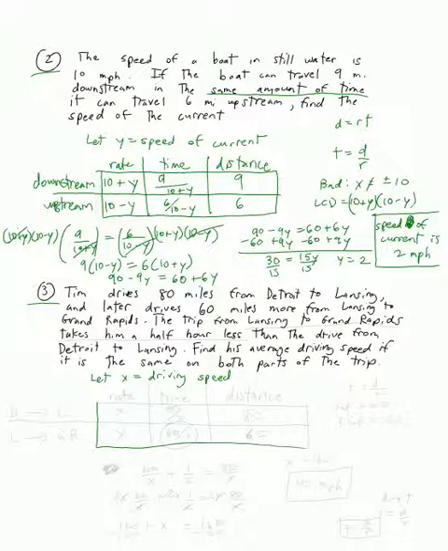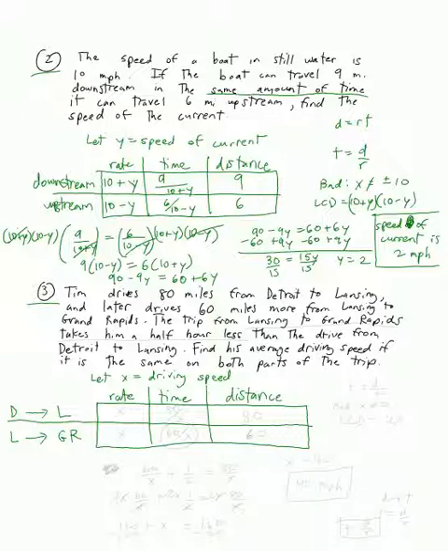Okay, so we're going to create our table. The first one says it's from Detroit to Lansing, so I'm going to say D to L. And the second one says it's from Lansing to Grand Rapids, so L to GR. We have rate, we have time, we have distance. Now, we know that the rate, the driving speed and the rate, that's the same thing, and it says it's the same on both parts of the trip. These are both going to be x.